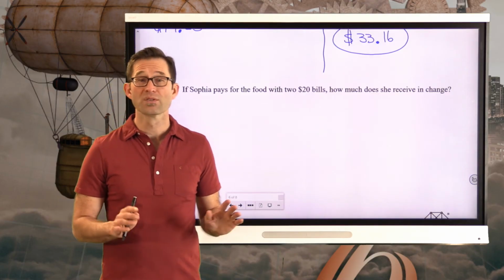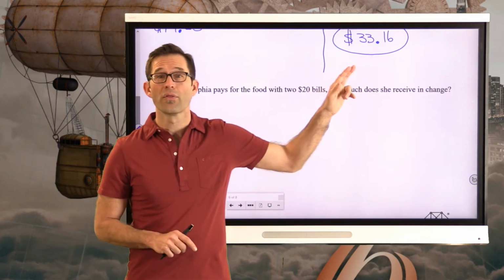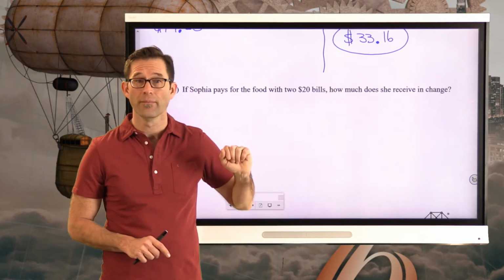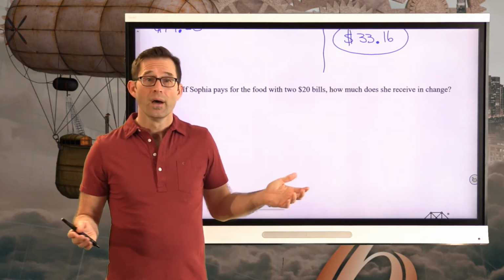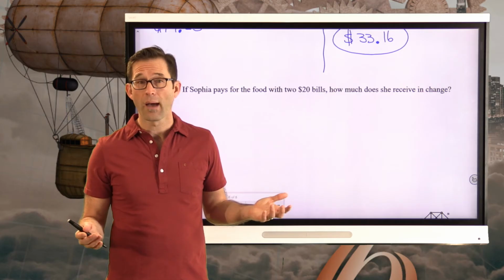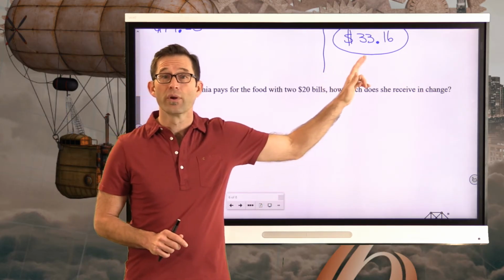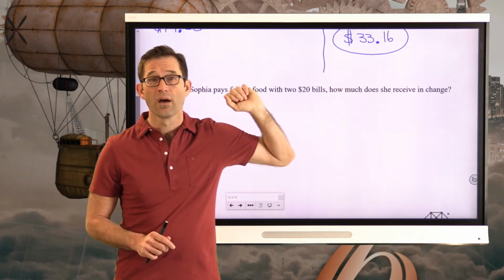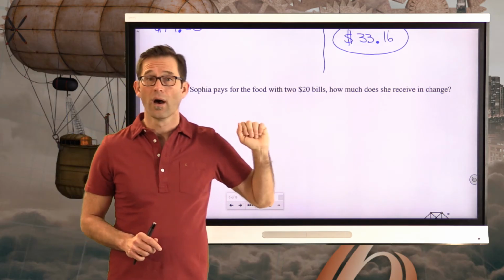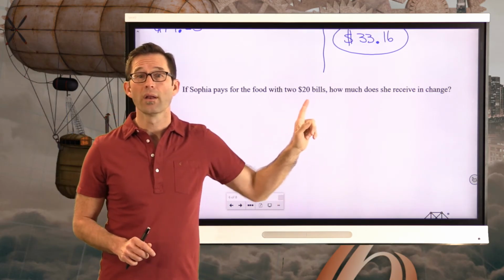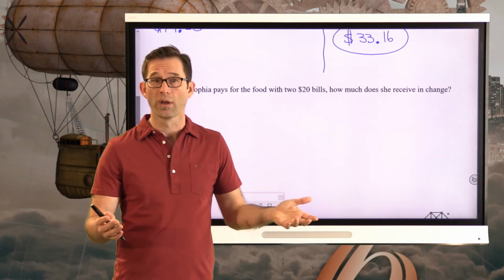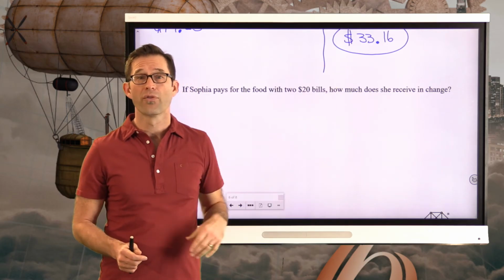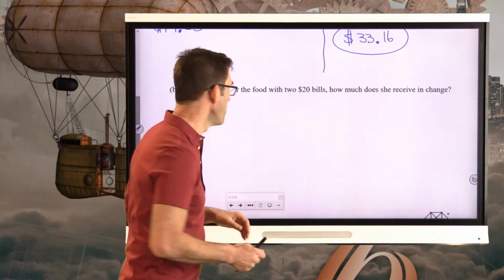Well, we want to watch out because what we certainly wouldn't want to do is take our 33.16 and subtract off 20. Number one, I don't think that the movie theater would be very happy if she tries to pay for a $33.16 bill with only $20. But she's got 2 $20 bills, so in total, she's got $40. We want to subtract off the 33.16 to figure out how much she's got.